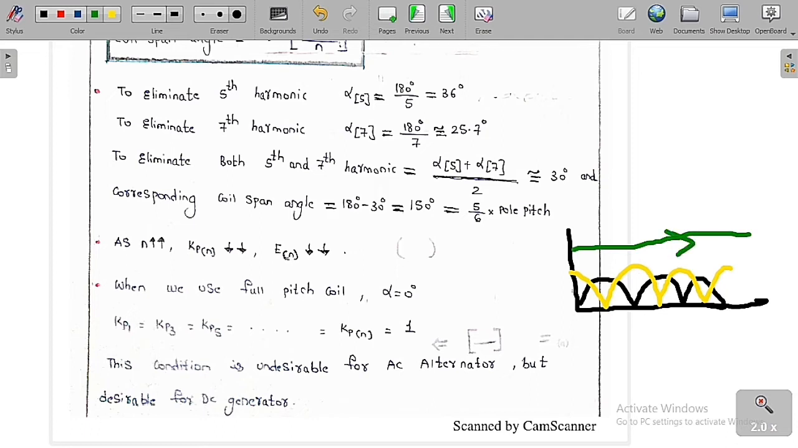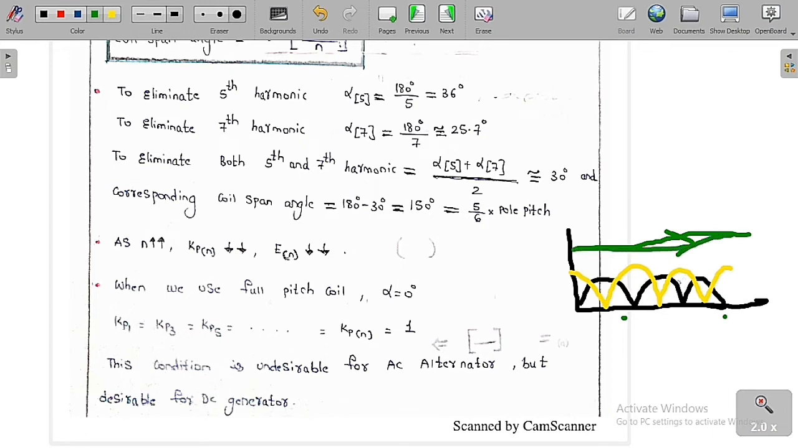Because all the harmonic components are required to get a constant voltage in a DC generator, therefore we go for the full pitch winding in the DC generator, and we go for the short pitch winding in the AC generator. I hope you can clear the concept behind this one. In a DC generator, you need all the harmonic components. If this is the voltage induced because of the first harmonic, and this is the voltage induced because of the third harmonic, and the other graph may be because of the other harmonic, then if I add all these harmonic voltages, the resultant voltage will be a constant waveform.